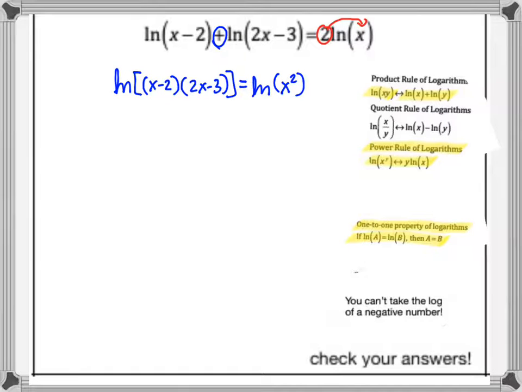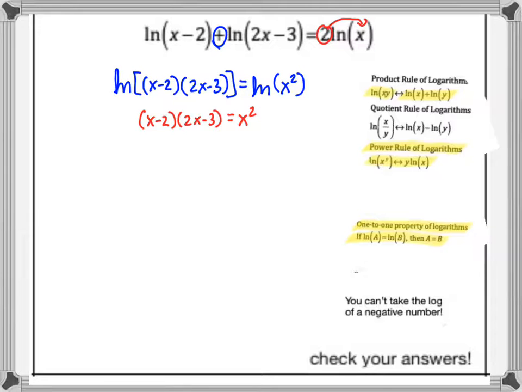Okay, so now I can get rid of the logs, because I have one natural log on this side and one natural log on this side, so let's get rid of them. And now I have (x minus 2) times (2x minus 3) equals x to the second. So now I've got to do some algebra.